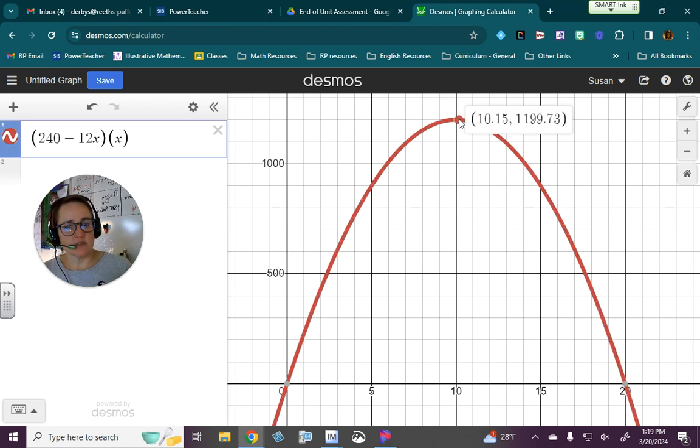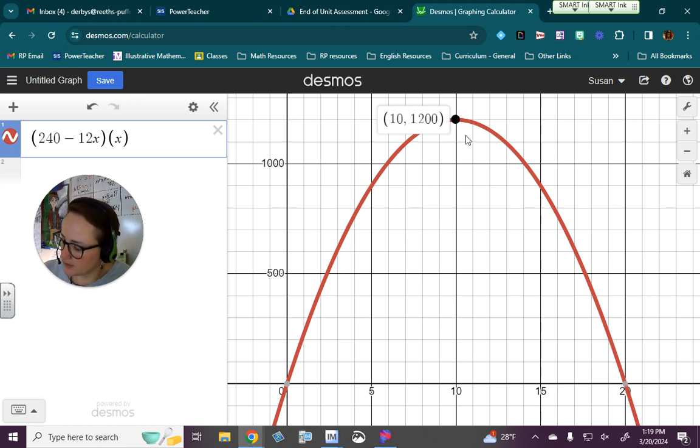I need to find the vertex first. So when I click it up here, click that graph, it shows you where that vertex is. So it tells you a key point. So the vertex is an ordered pair, 10, 1,200.